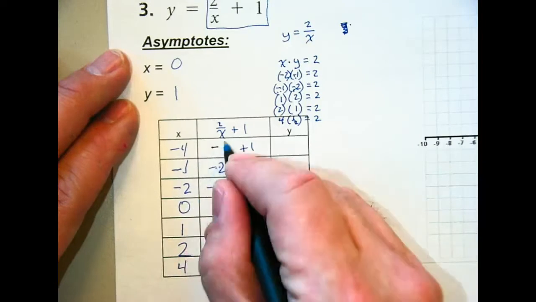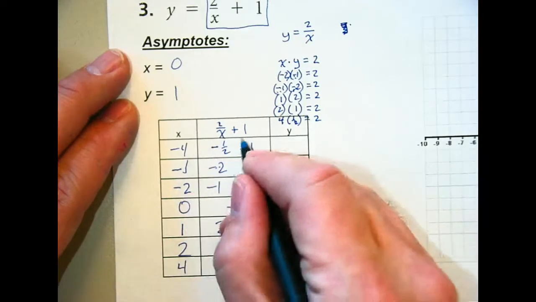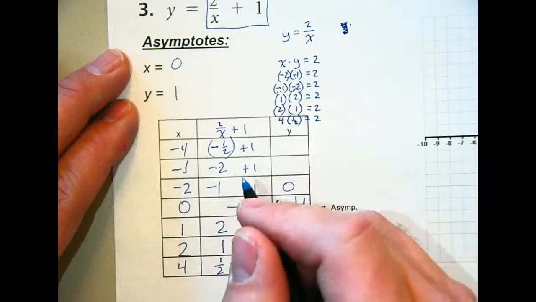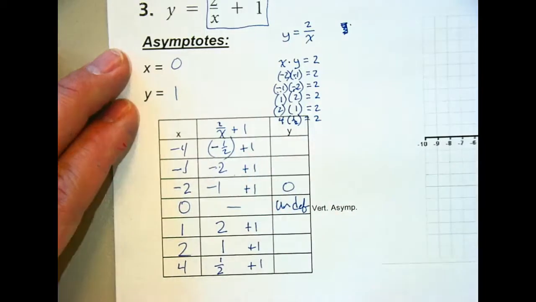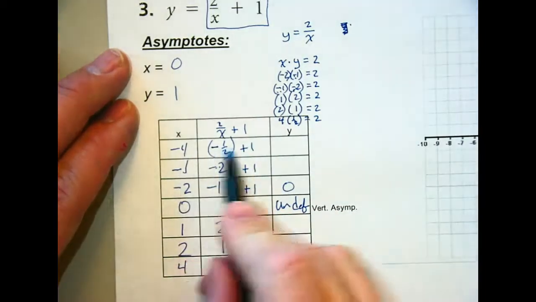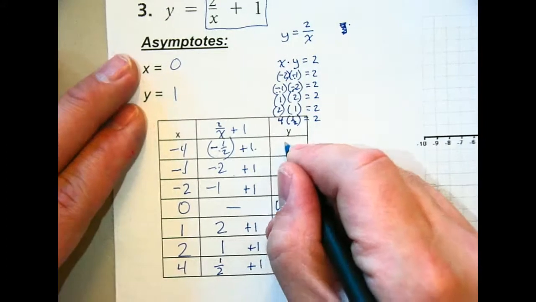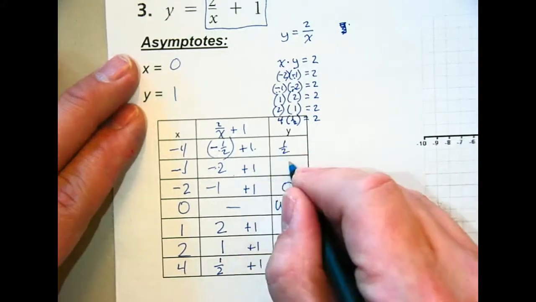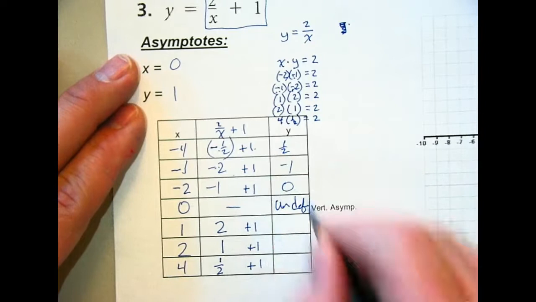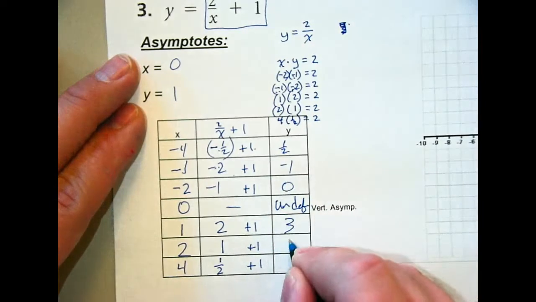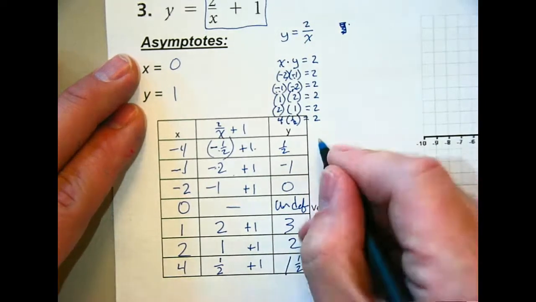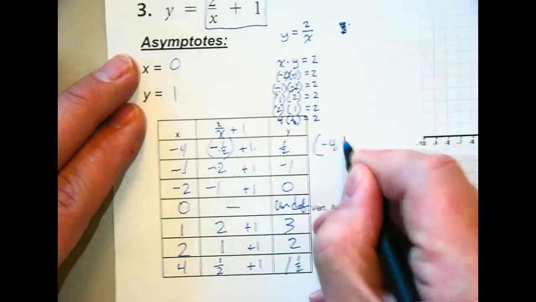-1/2, because -4 times -1/2 is 2. Right? How many are with me? Okay. -1/2 plus 1 is? Yes, 1/2. Here? -1. Here? 3. 2. 3/2. Okay, we have an ordered pair, -4, 1/2.